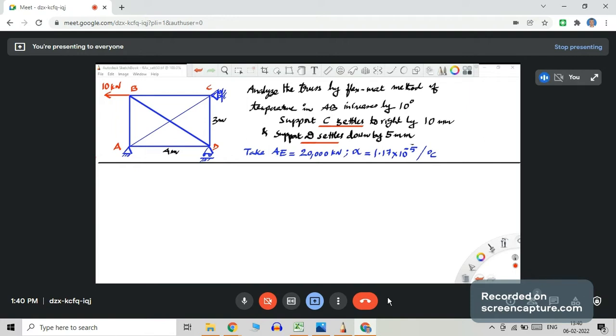Then support C settles to the right by 10 mm, same as the previous problem. And what is added here is that support D settles down by 5 mm. I think you know the importance of support settlement in structural analysis and design, so I am skipping it, as I have already discussed that. So here, our complexity is increased by one more item, that is, support D settles down by 5 mm. And let us see how we solve this.